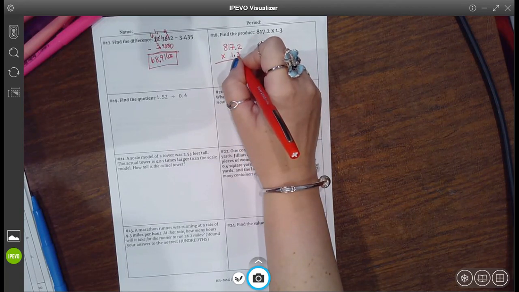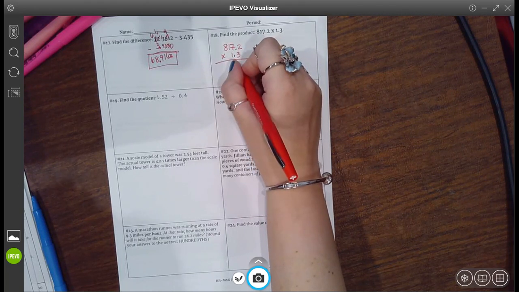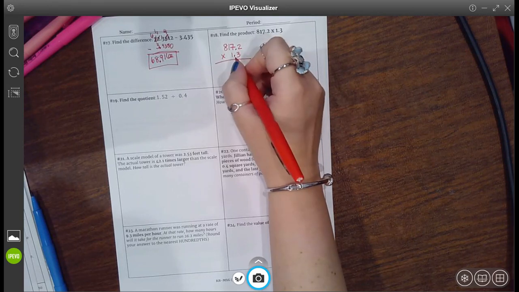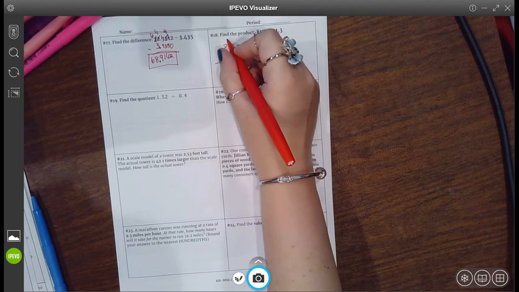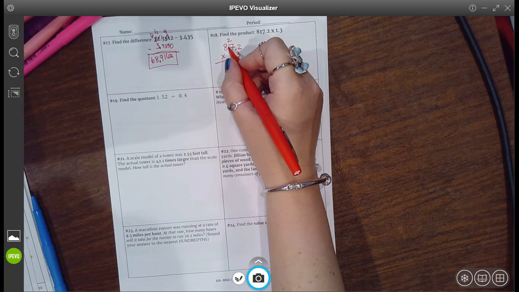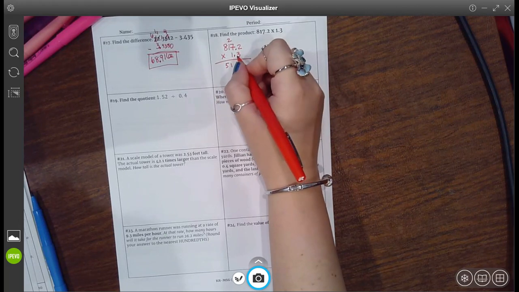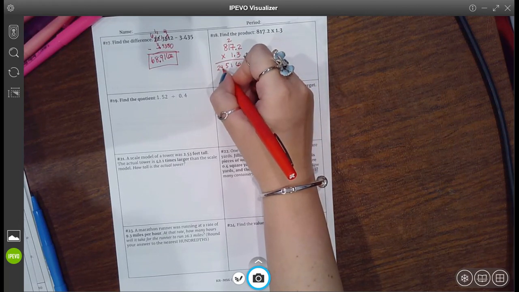Okay, and then I'm going to multiply the 3 times everything. 3 times 2, 3 times 7, 3 times 1, 3 times 8. So 3 times 2 is 6. 3 times 7 is 21. 3 times 1 is 3 plus 2 is 5. And 3 times 8 is 24.